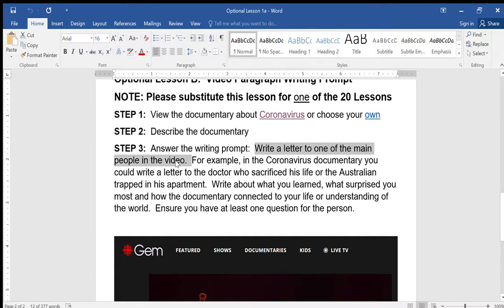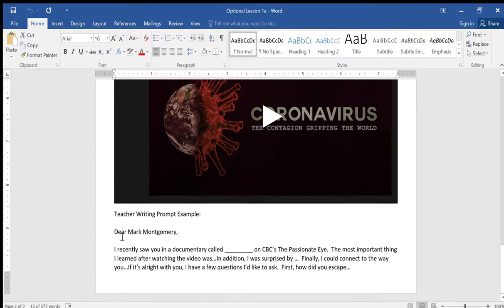Writing a letter. What's writing a letter? Writing a letter looks like this. Dear blah blah blah. I recently saw you in a documentary called blah blah blah on CBC's The Passionate Eye, or whatever you choose to watch. The most important thing I learned after watching the video was blah blah blah. In addition, I was surprised by blah blah blah. Finally, I could connect to the way you blah blah blah. If it's all right with you, I have a few questions.